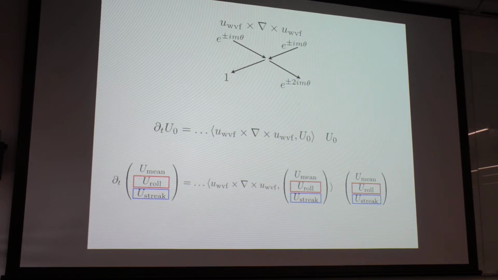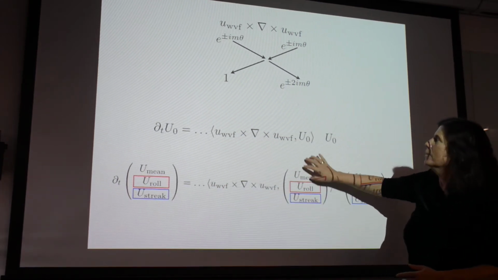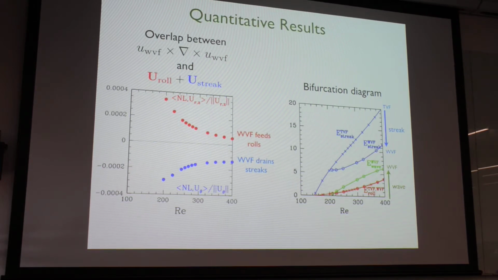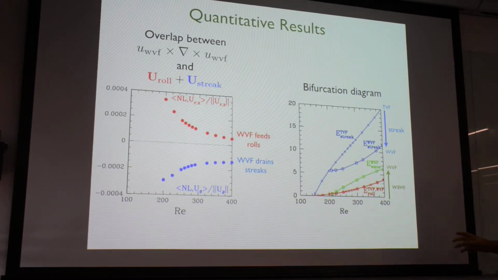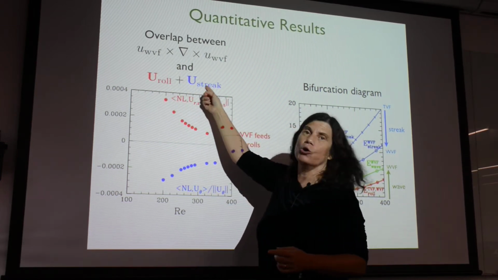So now we're going to measure all that. We're going to measure how this feeds this. And that's what we did. That is to say, we're going to look at the overlap between this. Is this going to feed the rolls and the streaks?